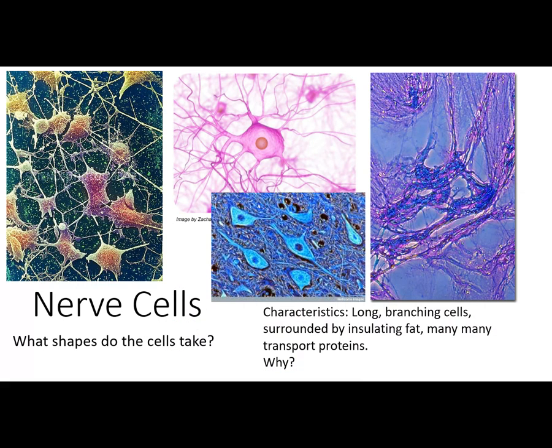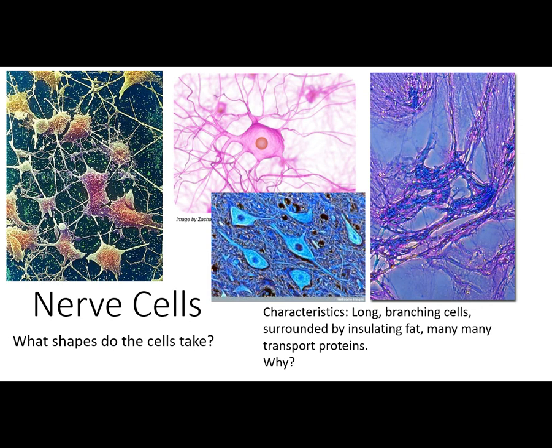So then we have nerve cells. And nerve cells' characteristics are long branching cells surrounded by insulating fat and many, many transport proteins. Why do they have these characteristics? So, first of all, your nerve cells have to transport messages from your brain to your body, or to another nerve cell. And so when it has long branching cells, that means it can reach far and connect with other cells.